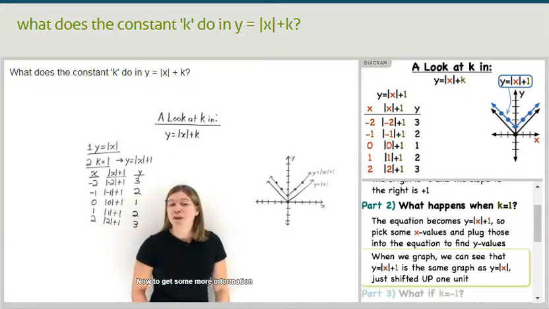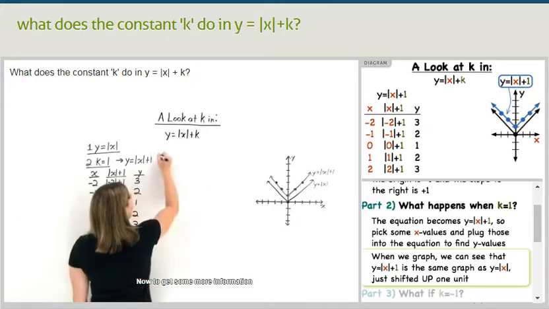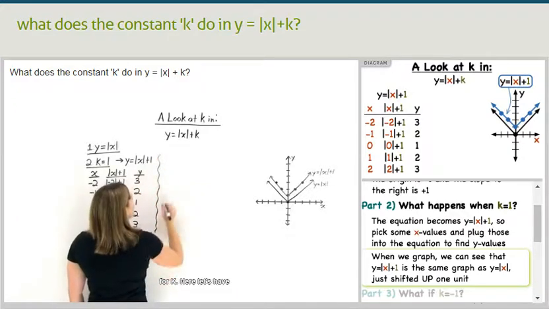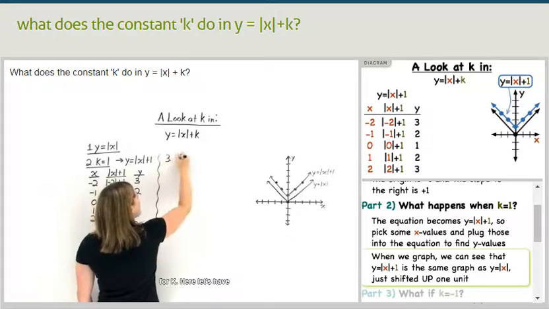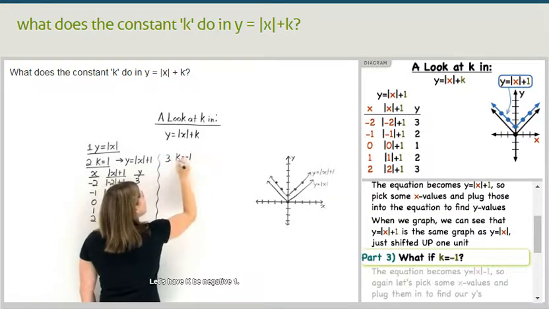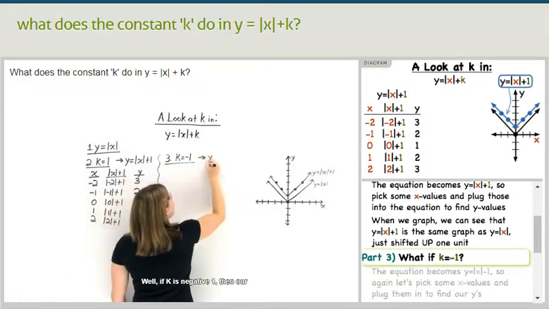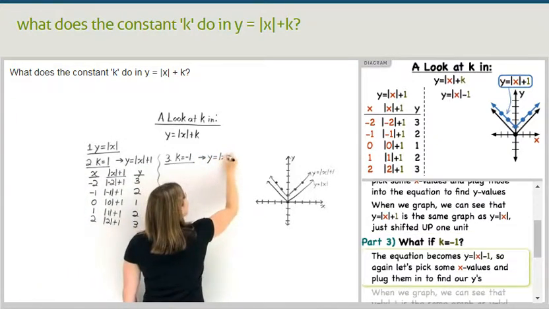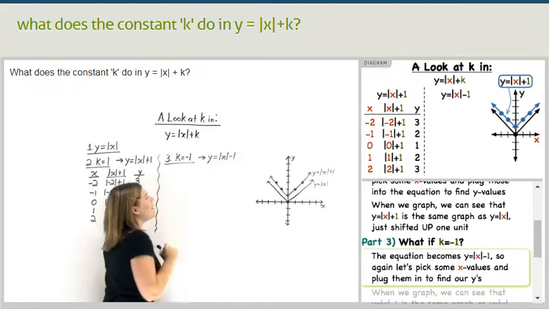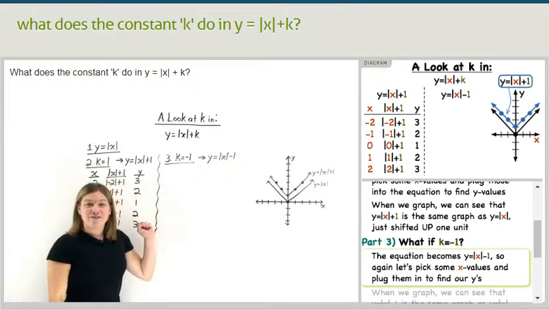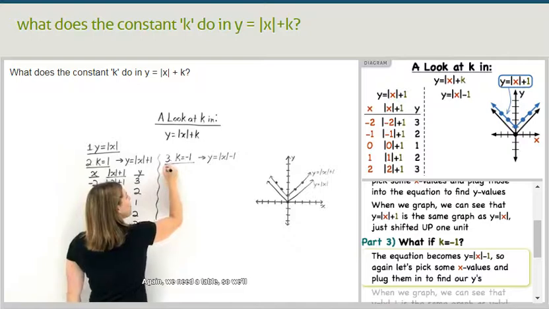Now to get some more information about k, let's pick another value for k. Here, let's have k be a negative number. Let's have k be -1. Well, if k is -1, then our equation will be y equals the absolute value of x minus 1. Let's graph this equation. Again, we need a table.